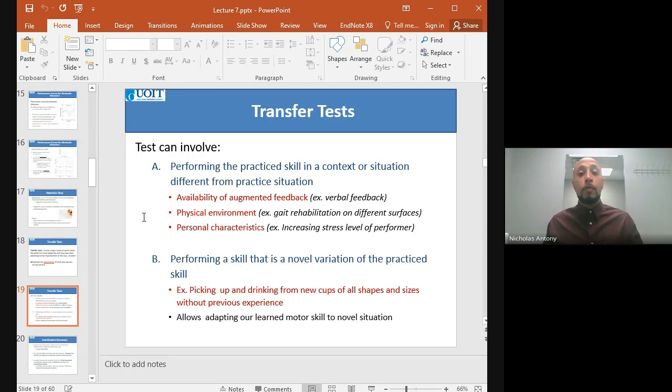Sometimes it's difficult to perform transfer tests, like, well, how am I going to change a bench press? I want to test how much they've learned in bench press. How do I adapt a new one? So a transfer test can involve one of two things: performing a practice skill in a context or situation different from the practice situation, or performing a skill that is a novel variation of the practice skill.